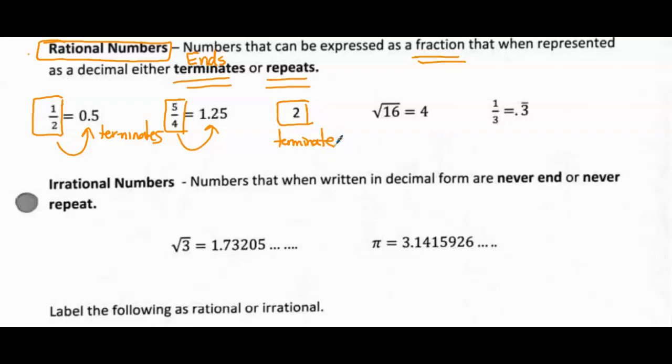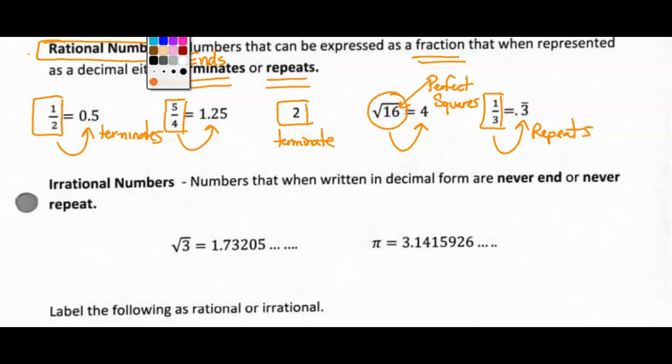Now listen to this next part. This is a perfect square under a square root. The square root of 16 is 4. Anytime you have a perfect square, and that's why you want to memorize those perfect squares also, anytime you have a perfect square under a square root, it's going to turn into a whole number, and it is rational. And this last one, here's a fraction. It turns into a repeater, and those are always rational. Rational, rational, rational. The final one is irrational.